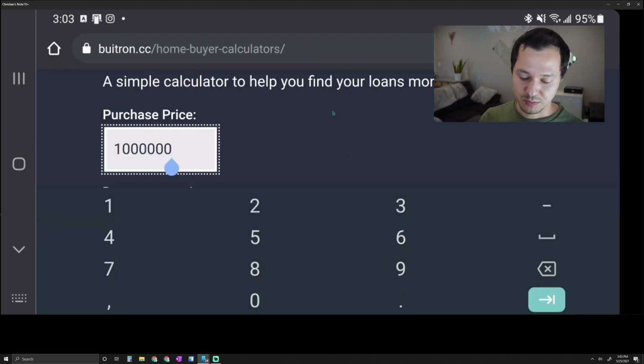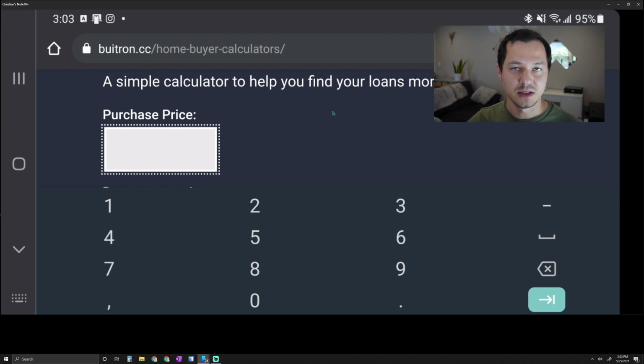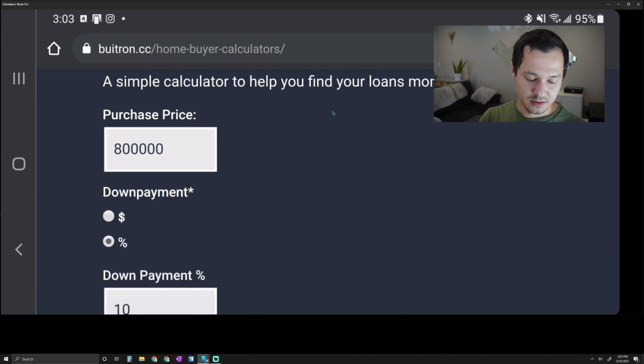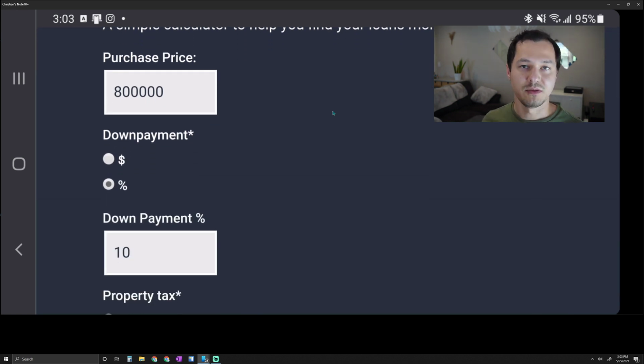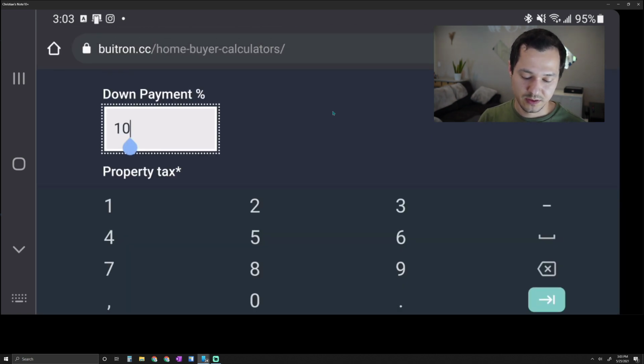Here, let's put the purchase price on what you expect to buy your home. This is going to run you down the list and you're going to be able to find out what your monthly payments are. So let's say around the median price around here is $800,000. Down payment, if you want to put a percentage or a dollar amount, I'm going to leave it at percentage and we're going to put 20%.